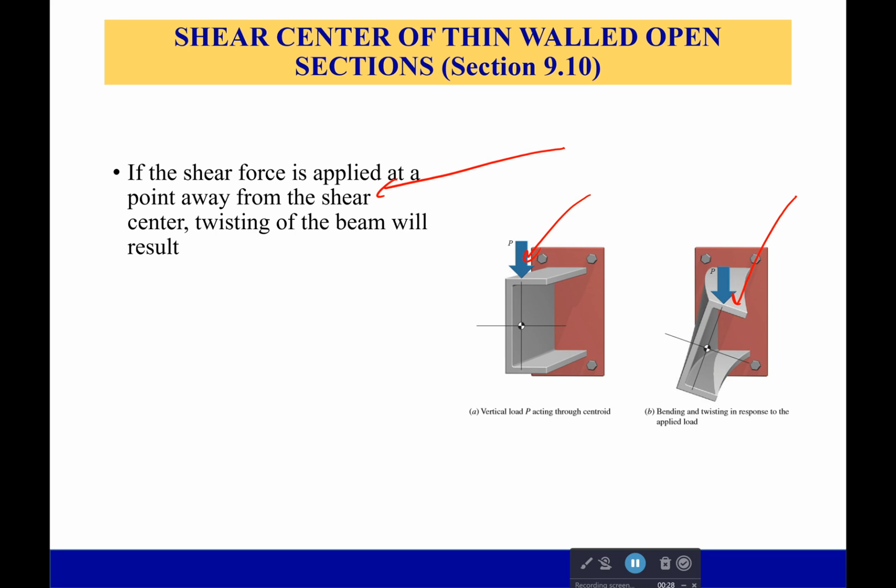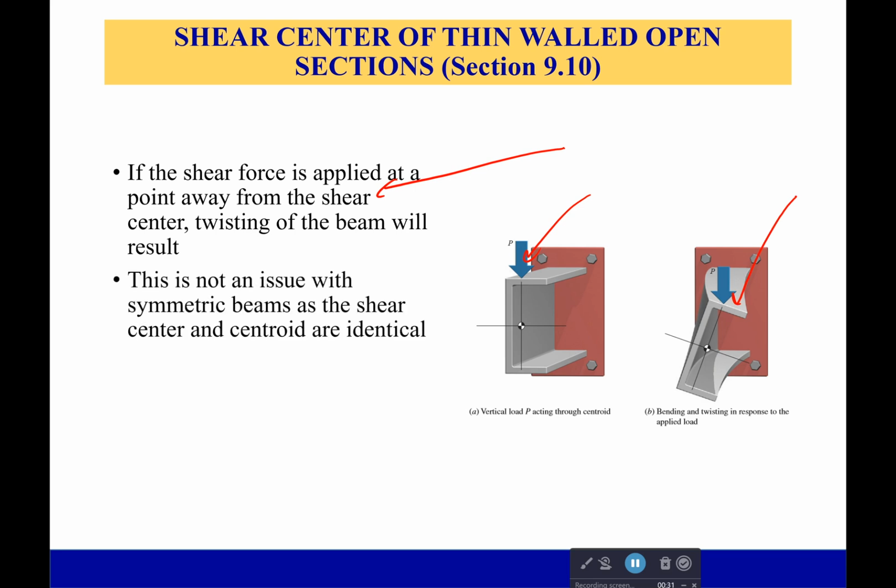So the shear center is the point at which if you apply the force, it is not going to cause twisting. Now, this is not an issue with symmetric beams as the shear center and the centroid are identical. So we know how to calculate the centroid, we know how to calculate the shear center for those cases. It's not the case when we have an open section like this.